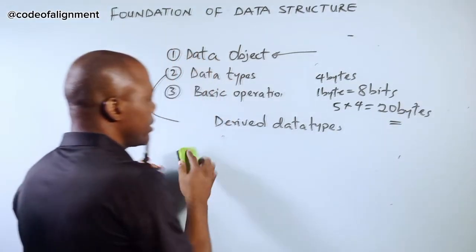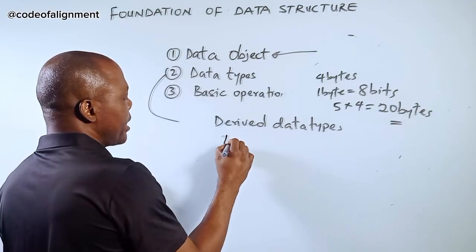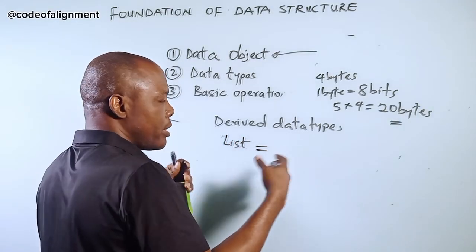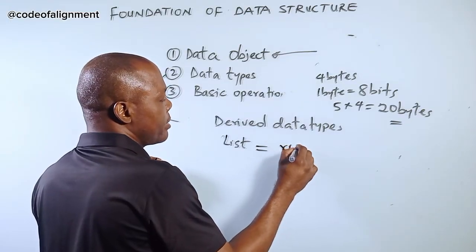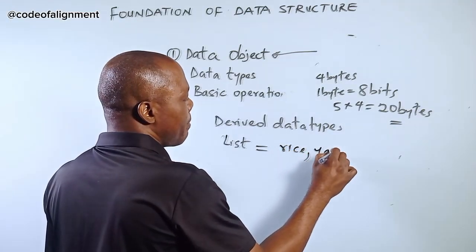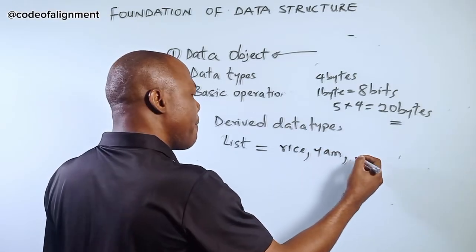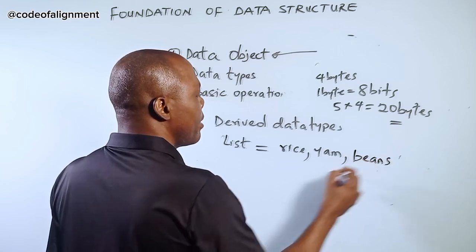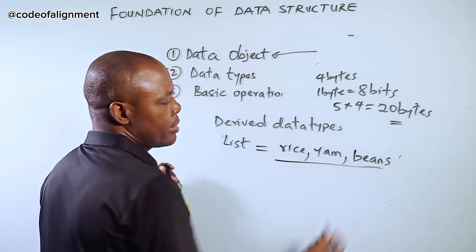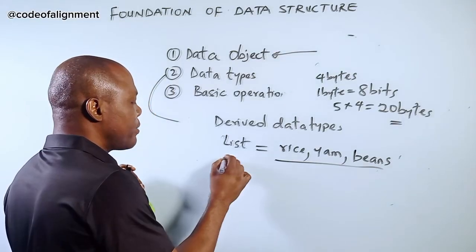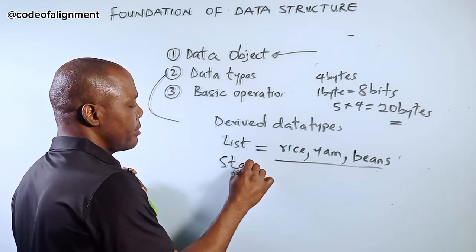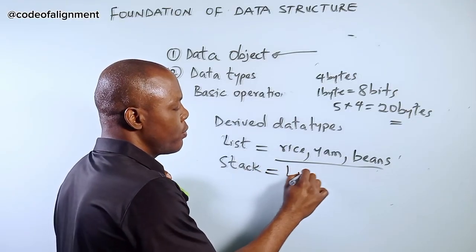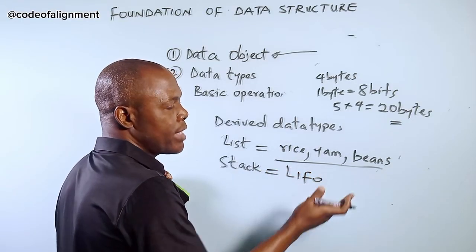So we also have list as a derived data type, list, right? Example of this is like storing things together, like rice, yam, beans, right? So this is a list of item. Then we have stack. So this stack is using a principle known as what? LIFO. Last in, first out.